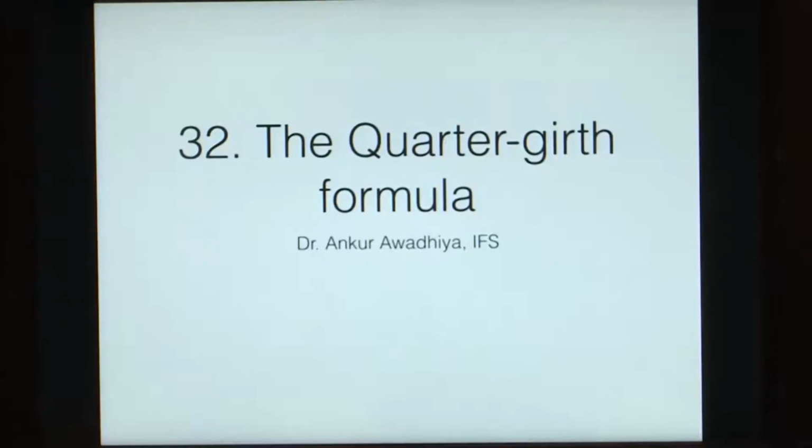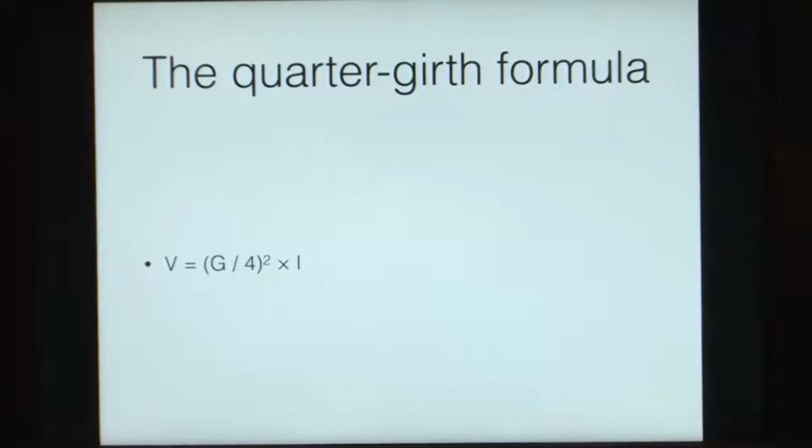Namaste. Let us today have a look at the quarter girth formula. Now, quarter girth formula is a formula for a quick estimation of volume. So, let us look at the formula itself before beginning its discussion. So, this is the quarter girth formula as you can see on your screens now.